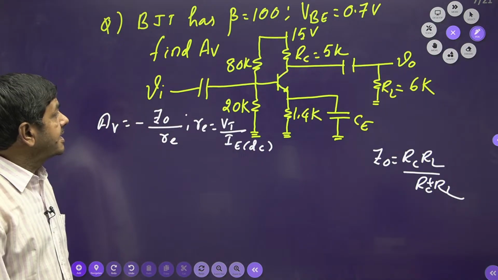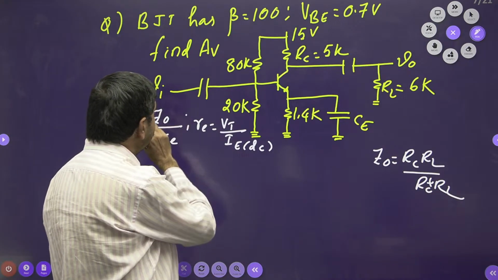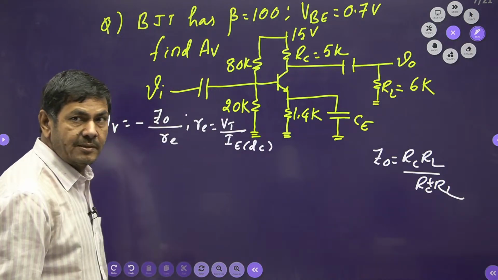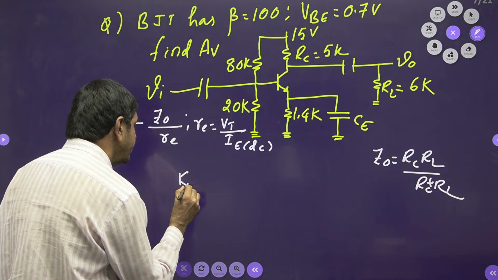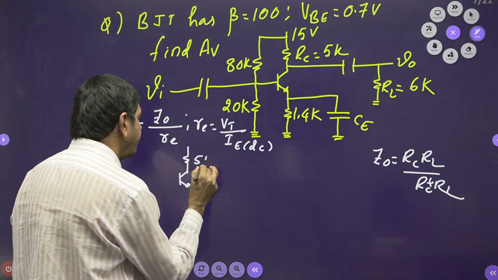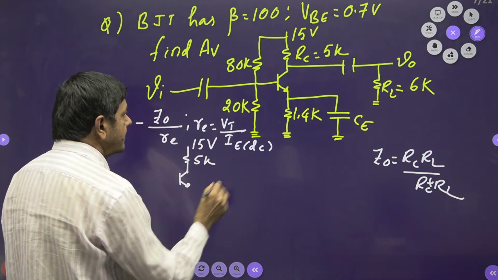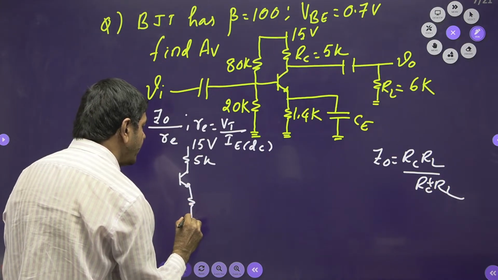Under DC analysis, wherever an AC voltage source is given, that is shorted. Wherever a capacitor is given, that must be open circuited. Then the equivalent circuit I can get in this way under DC analysis. There is a 5K resistor also connected with 15 volts. The capacitor is open circuited. Under DC analysis, this is a 1.4K I can have.